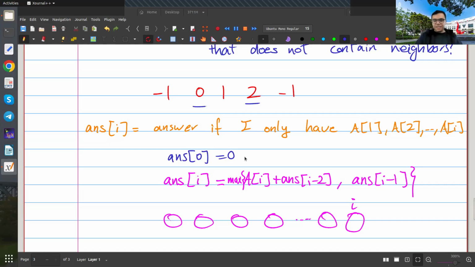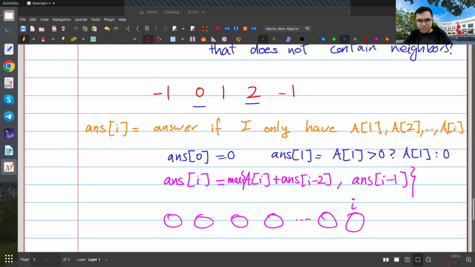Okay. I actually need two base cases, right? Because it also depends on I minus 2. So I have to also say what is ans 1. So ans 1, you have to look at the first element. And if I only have the first element, what's the best that I can do? Well, if that element is negative, I'm not going to take it. But if it's positive, then I'm going to take it. So this is just going to say, is A1 positive? If it is, then take it. If not, then don't take it. So in C++ syntax, I can write it like that.